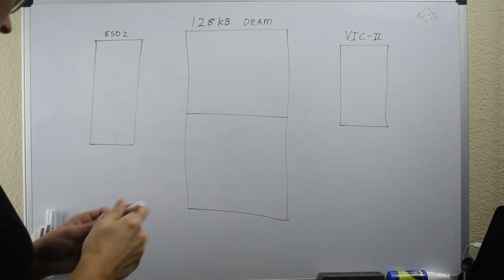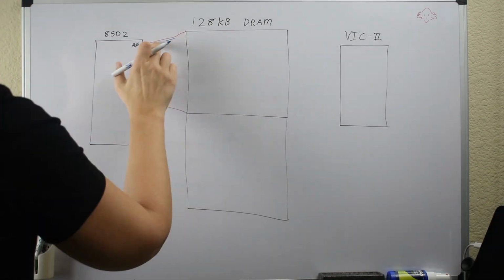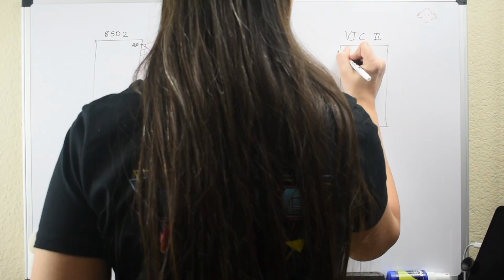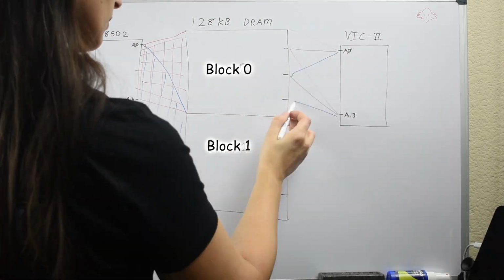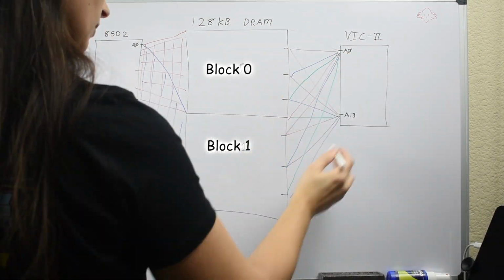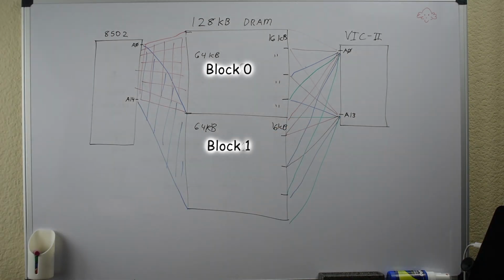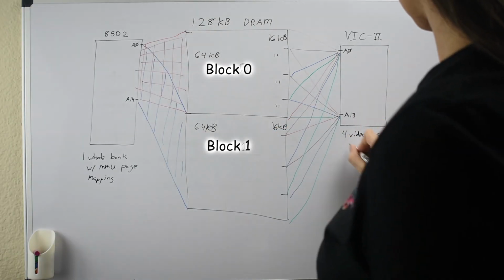Okay, let's get to the whiteboard and figure out how the VIC-II knows where our sprite shapes are in memory. It's a little confusing, but we'll figure it out. Remember that the 8502 can access either block of 64K segments of the 128's RAM. The VIC, on the other hand, can only access 8 total 16 kilobyte segments, 4 per 64 kilobyte block.